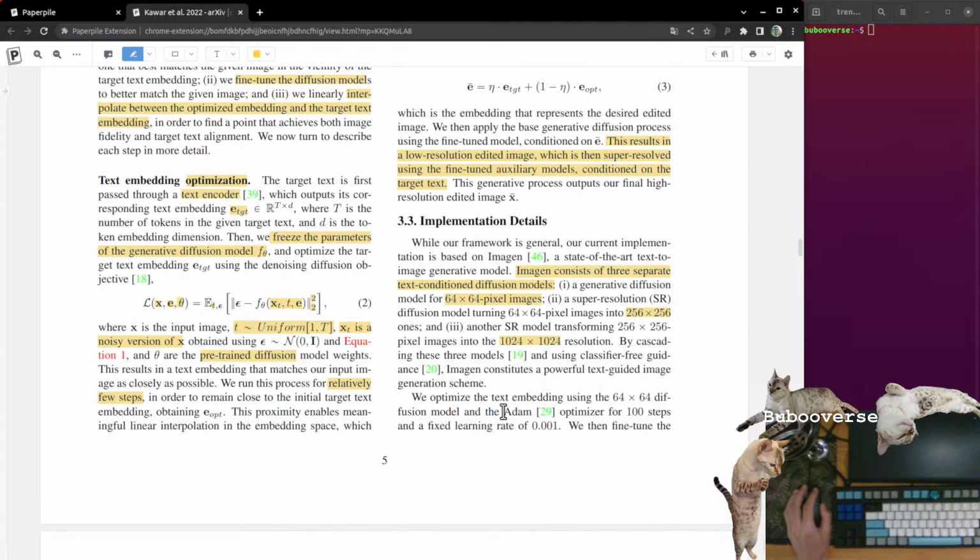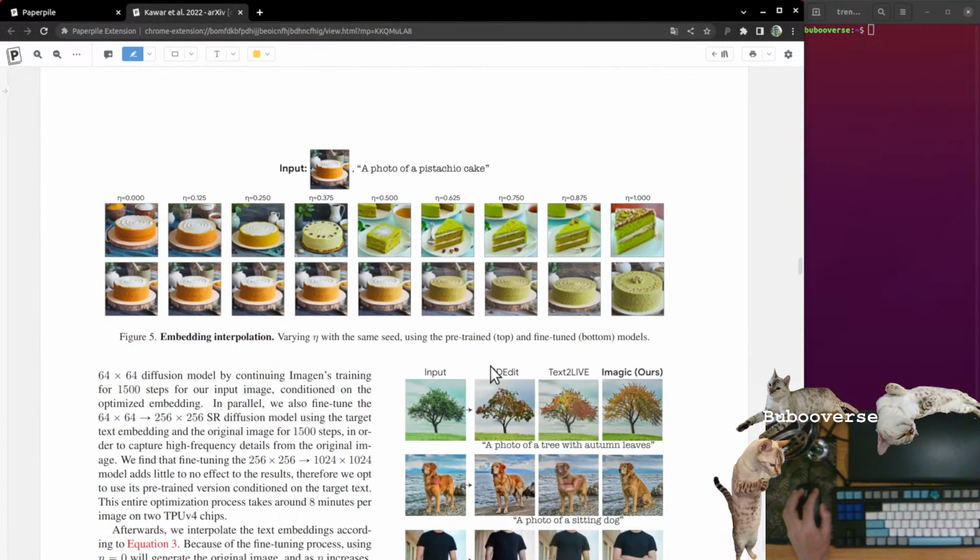Okay, Adam optimizer. So they're basically just taking gradient descent steps. 400 steps, fixed learning rate of 0.001. Okay, fixed learning rate, that's interesting, right? Maybe there could be some cool learning rate scheduling. I don't know if it really applies to this, but could be something.